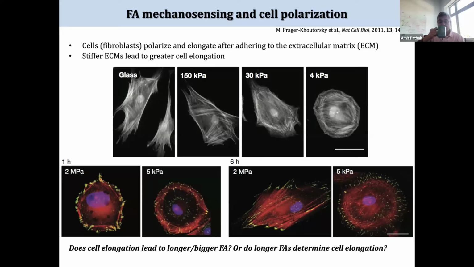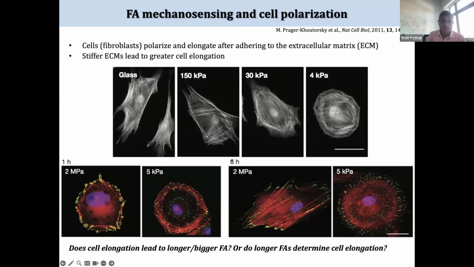On the left, I should have drawn a line here, left of this space is 2 megapascal, and the right is 5 kilopascal. After 1 hour, both cells are kind of round. But notably, the focal adhesions are different. On the left one, focal adhesions are bigger and sort of elongated, and on the right one, focal adhesions are smaller. So even though the cell shape is round, focal adhesions have already responded. This gives you an idea that focal adhesions respond to mechanical cues first, and then the cell responds.